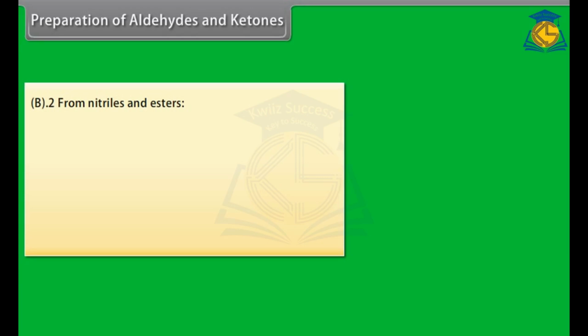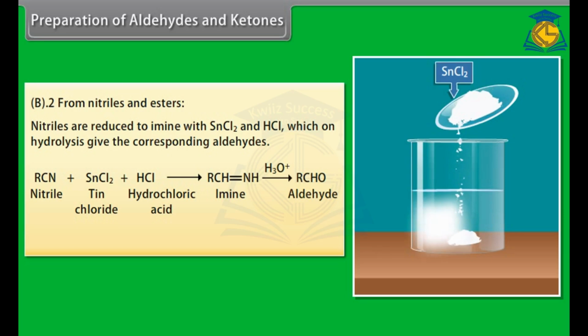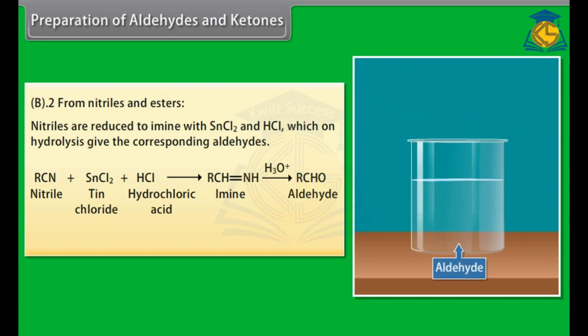From nitriles and esters. Nitriles are reduced to imine with tin chloride and hydrochloric acid, which on hydrolysis gives the corresponding aldehydes. This reaction is called the Stephen reaction.